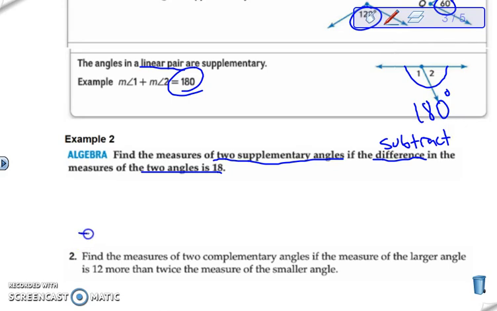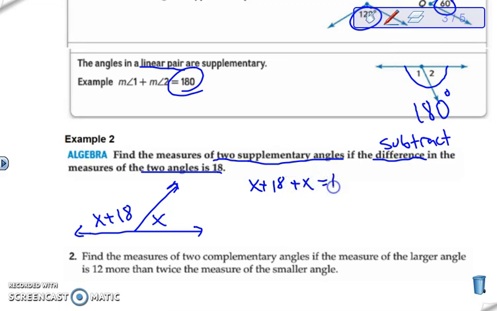So we said supplementary means they add to 180. So when I draw my two angles, I'm going to have a small angle, and then I'm going to have another angle that's bigger by 18 degrees. So, how do I find this? Well, we said supplementary angles have to add to 180. So I take my two angles, add them up, and make them equal 180.